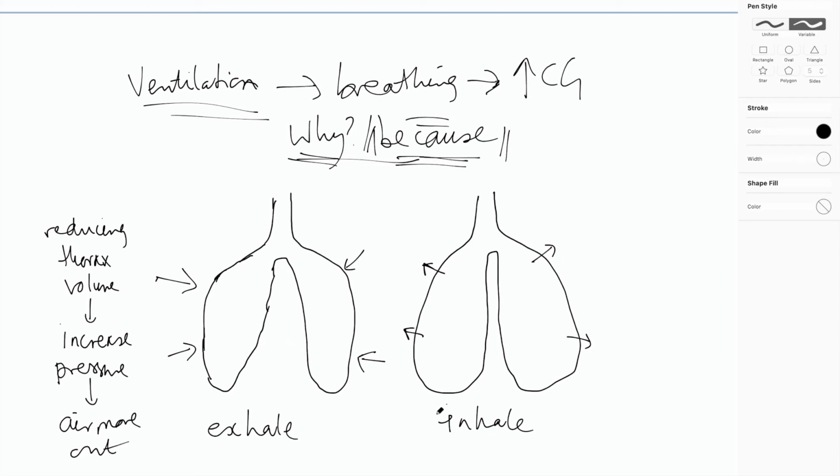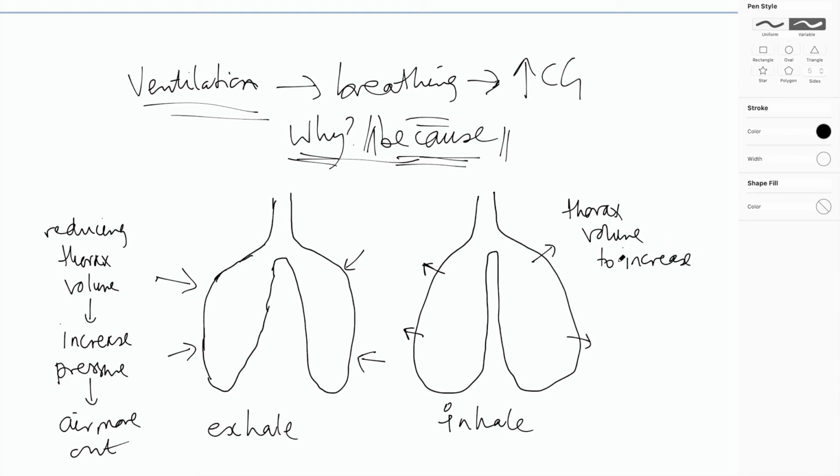Then comes the inhalation, and because of the movement of the diaphragm and the work of the intercostal muscles on the ribs or the rib cage, we increase the volume, right? So during an inhale, all those muscular contractions cause the thorax volume to increase.